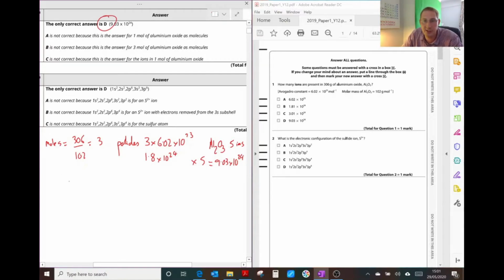Sulfide ion, S2-. Sulfur has 16 electrons, so S2- would have 18 electrons, and it would therefore be 1s2, 2s2, 2p6, 3s2, 3p6: 2, 4, 10, 12, 18, and that of course is D.